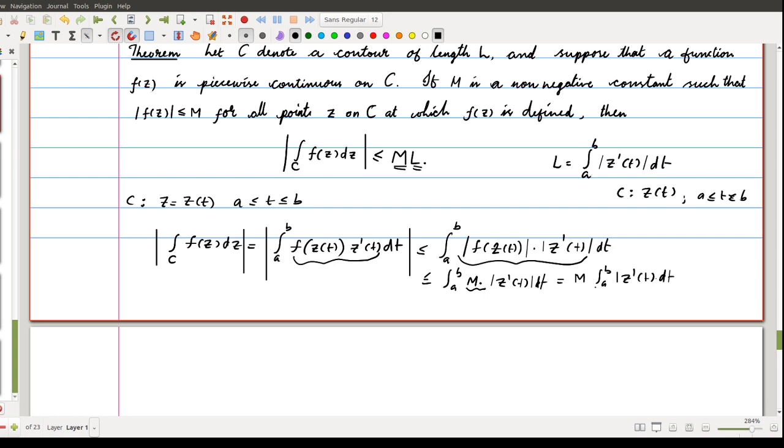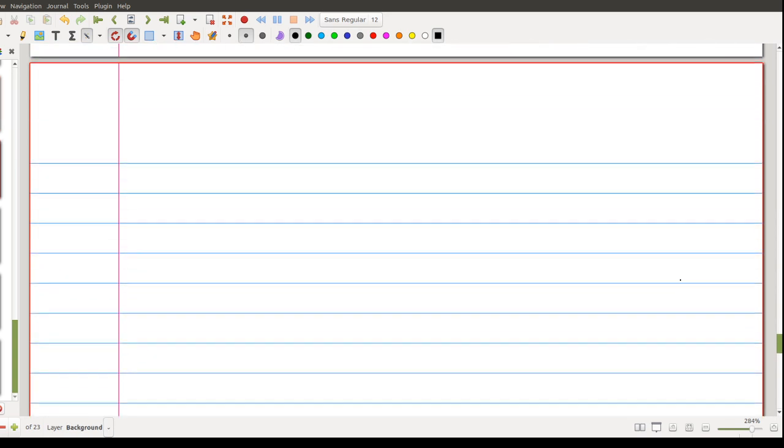But we know that this is the length of the contour, which we defined in section 39. So we write this is equal to M times L. So the modulus of this integral is always less than or equal to M times L. So this proves this theorem. After that, some examples are discussed in the textbook, so please go through it. I'll illustrate one example here.